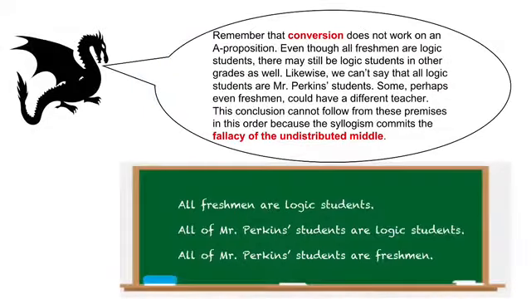And Logic Dragon comes in and explains that a little bit more. He says, remember, conversion does not work on an A proposition. Even though all freshmen are logic students, there may still be logic students in other grades as well. Likewise, we can't say that all logic students are Mr. Perkins' students. Some, perhaps even freshmen, could have a different teacher. This conclusion cannot follow from these premises in this order, because the syllogism commits the fallacy of the undistributed middle.